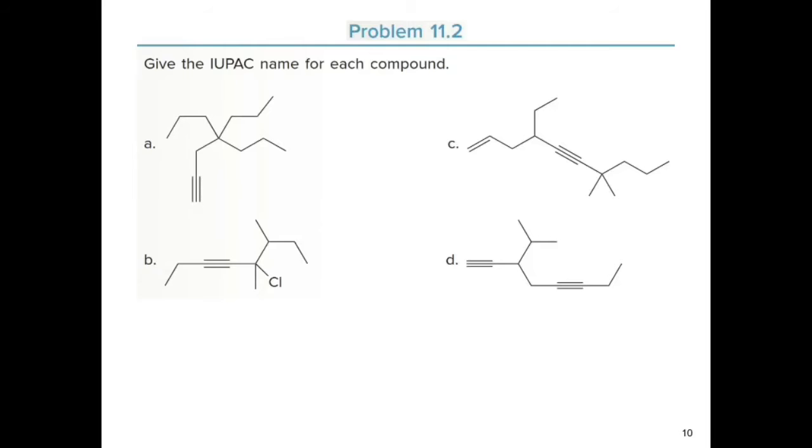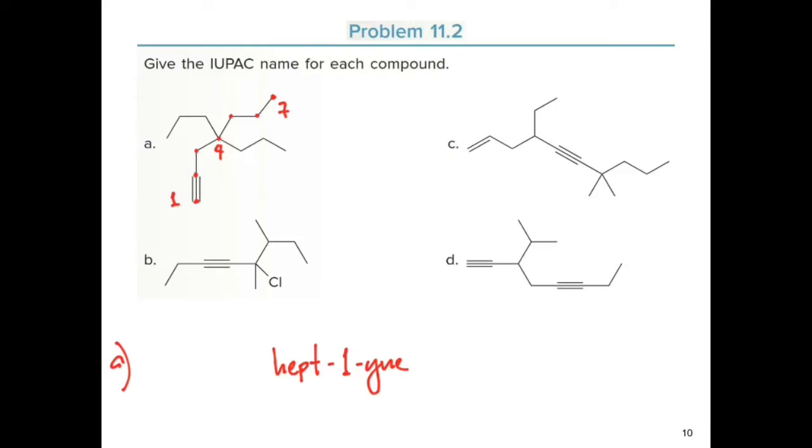So here's practice problem number 2. Give the IUPAC name for each compound. So for the first compound here, the longest carbon chain contains 7 carbon atoms. Starting from here, containing the triple bond, so we have 1, 2, 3, 4, 5, 6, 7. So this is going to be a heptane based. And since we have the triple bond on the first carbon atom, this is going to be hept-1-yne.